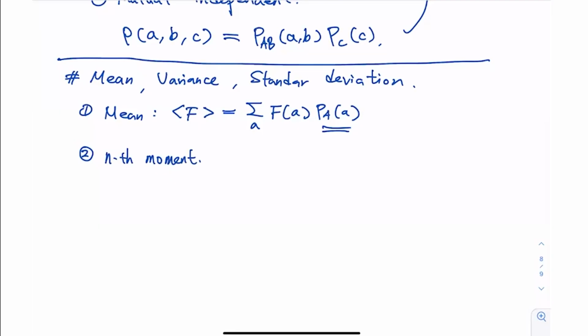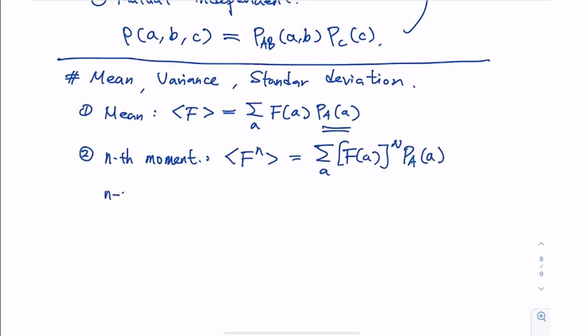It's defined as the mean of the random variable raised to the power of n. So it just means that you take it to the power of n, but you still do the weighted average of this quantity.